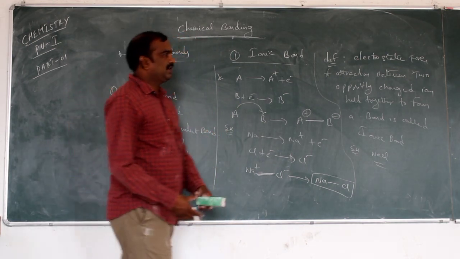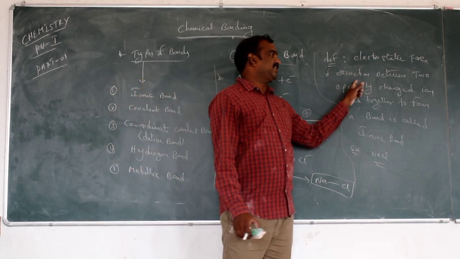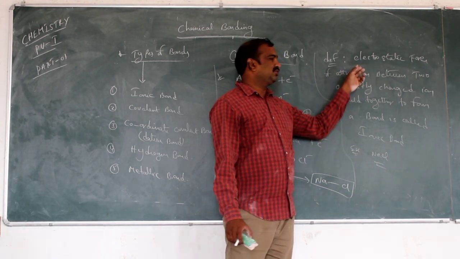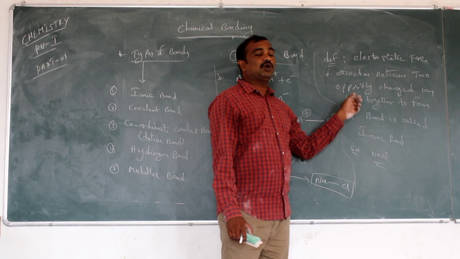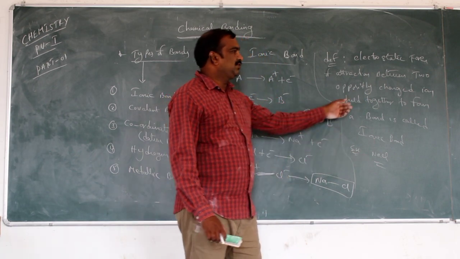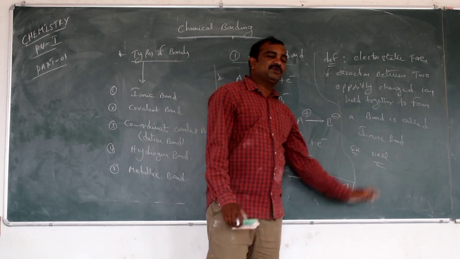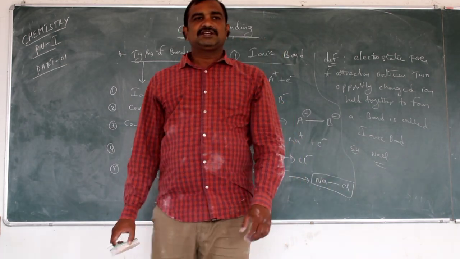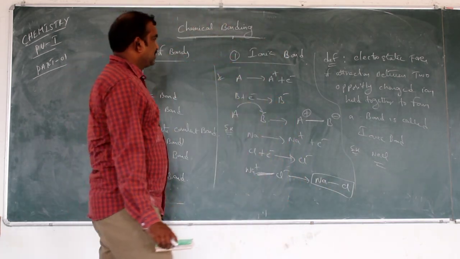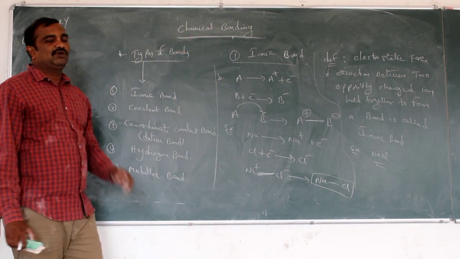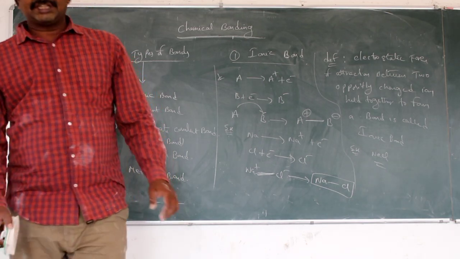So here, what you wrote is electrostatic force of attraction. Why do you use this word? Because the electrostatic force of attraction between two oppositely charged ions held together to form a bond is called an ionic bond. The example is NaCl. Write this one. First is ionic bond, next we go to covalent bond. Take a screenshot.